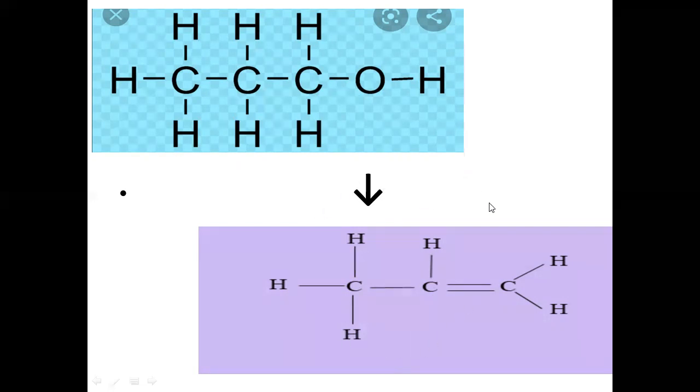This reaction will again take place in the presence of alumina or concentrated sulfuric acid or phosphorus pentaoxide or phosphoric acid. Any of those dehydrating agents at high temperature can give us these alkenes. That is propene. From propanol, propene will form. From ethanol, ethene will form. From butanol, butene will form.